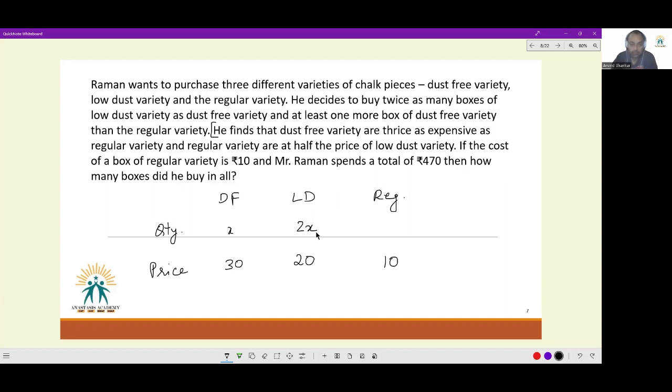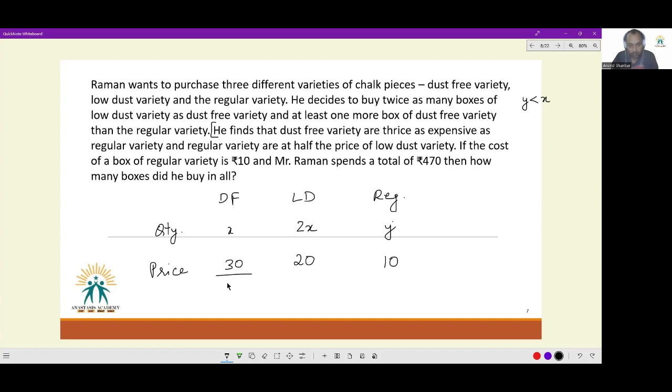This is X, this is 2X, and he decides to buy twice as many boxes of low dust variety as dust-free variety, and at least one more box of dust-free variety than the regular variety. So the number here, let's call it y. I know y has to be less than x. Y, the number of boxes of regular variety bought, is y. The y has to be less than x.